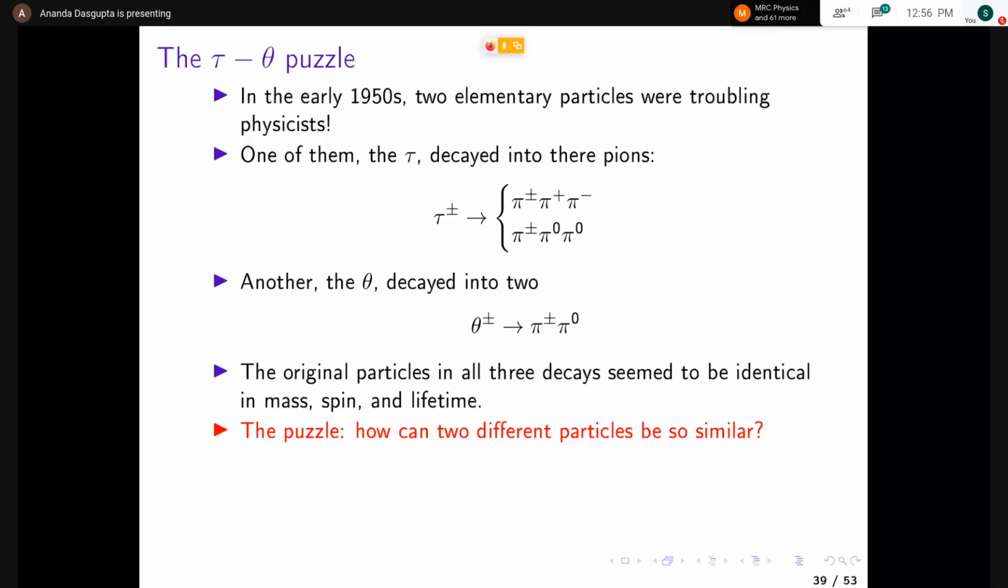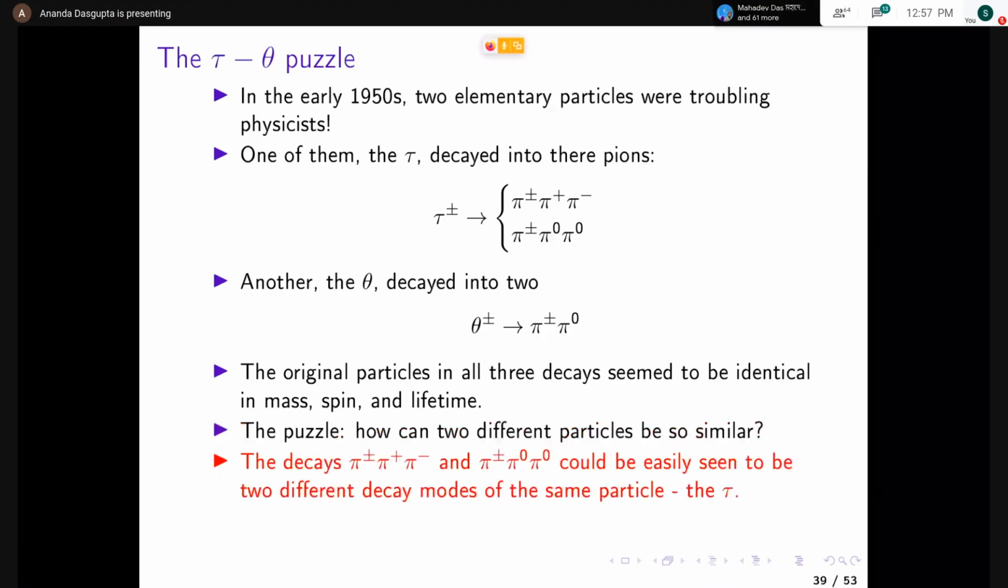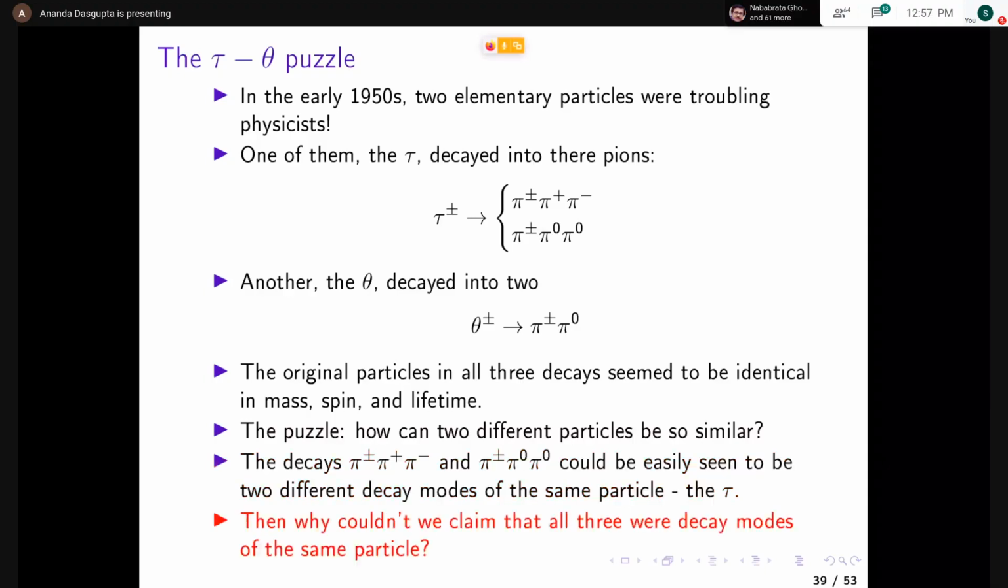Okay, so the question was, why are we so sure that there are two particles? There could be the same particle decaying in 3 different ways. After all, tau could decay in 2 ways. Why not decay in 3? And the answer to that would require us to understand something called parity conservation, which would bring us a bit into quantum mechanics, and that would be what I would talk about in the next 2 slides.